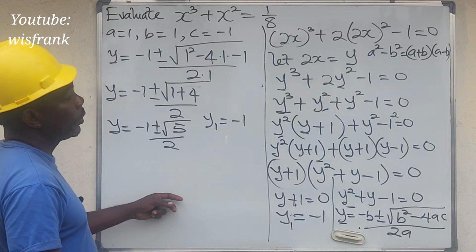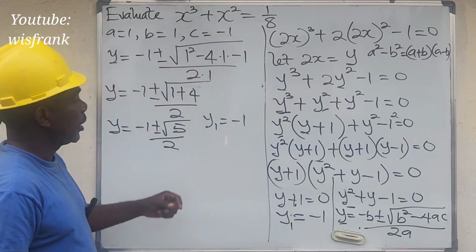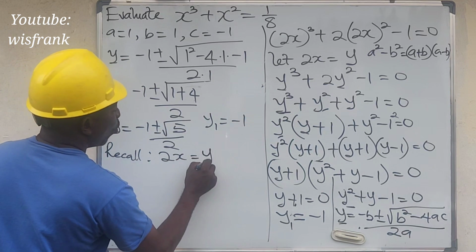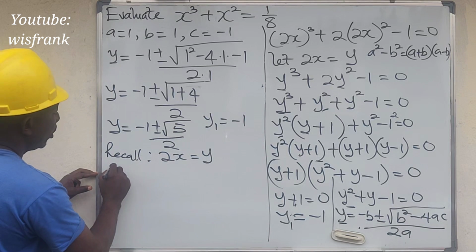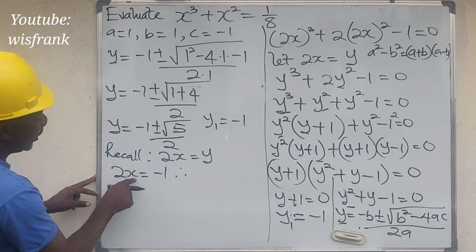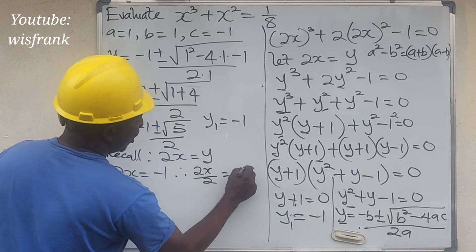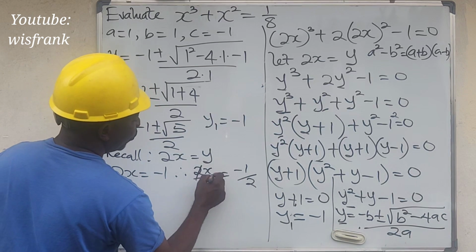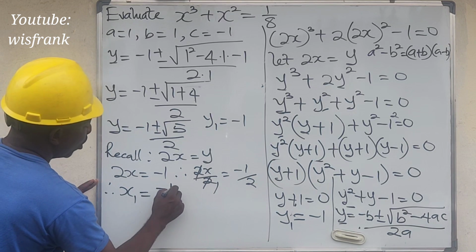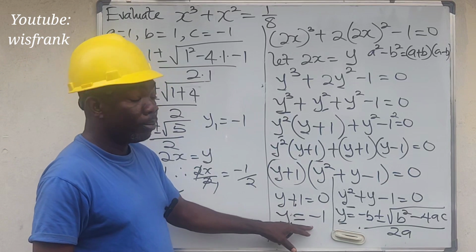And recall that we said let 2x equal y. We are looking for the value of x. So the first value of y here will give 2x equals minus 1. Therefore, when we divide all through by 2, we have 2x all over 2 equals minus 1 all over 2. The 2 cancels here, and the 1 and 2 remain. Therefore, our first value x1 equals minus 1 all over 2. That's the first value of x when y equals minus 1.